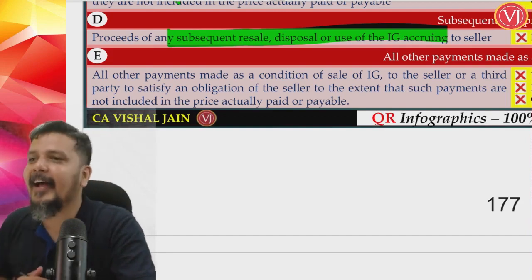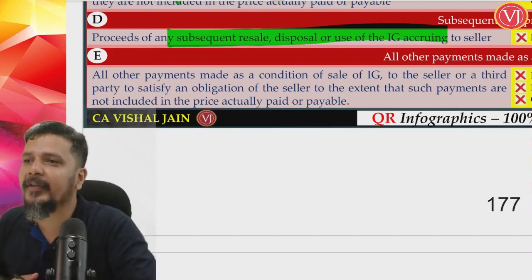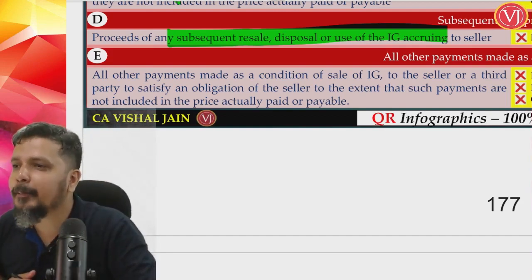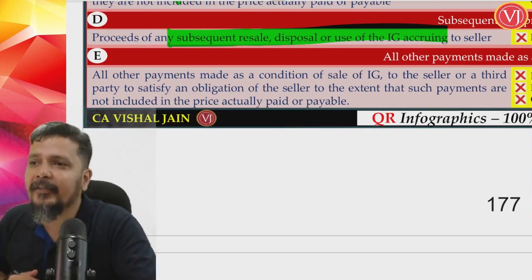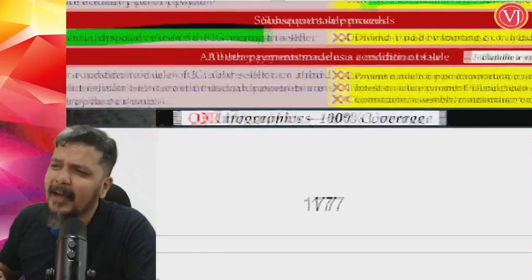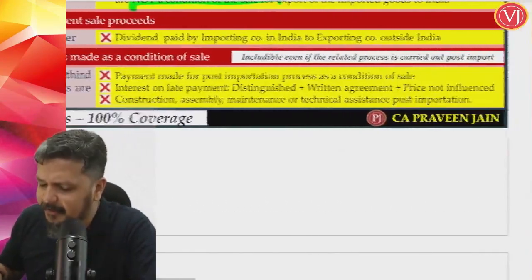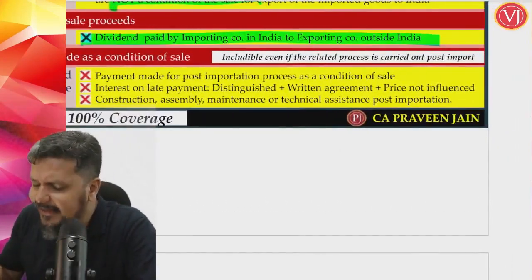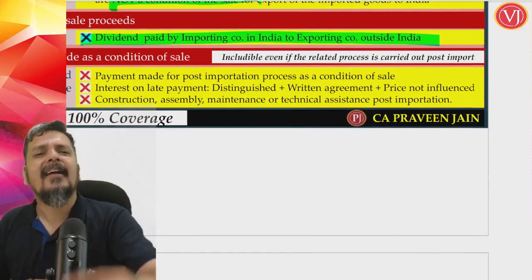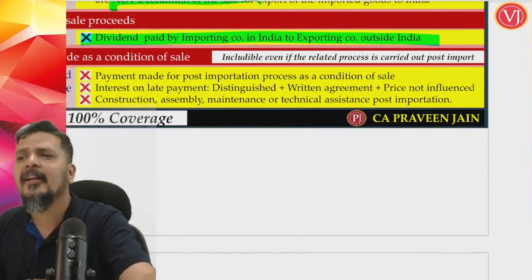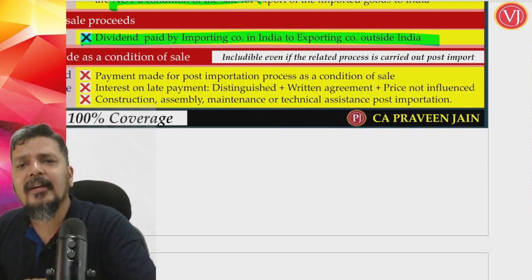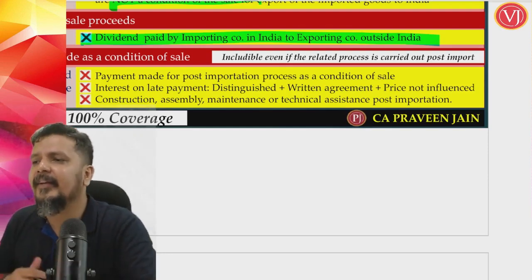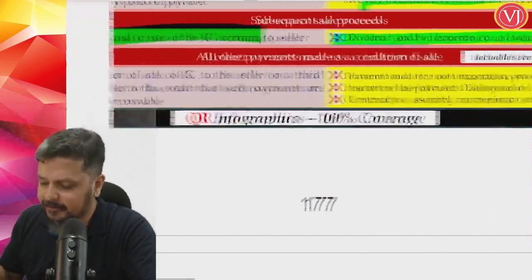But understand, if the exporting company of USA is holding shares in the importing company of India, that is me, and I am deciding to give dividend, whether that dividend will be added? Clearly the dividend will not be added. Why? It has got nothing to do with the import transaction. That dividend will not be added.